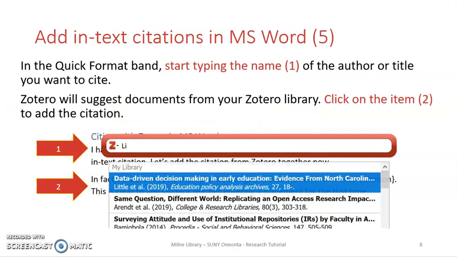So now, in the quick format band, start typing the name of the author or the title that you want to cite from your Zotero library. I've started typing "little" in the quick format band in this example. Zotero will suggest documents from your Zotero library. Click on the item that you want to add that citation.